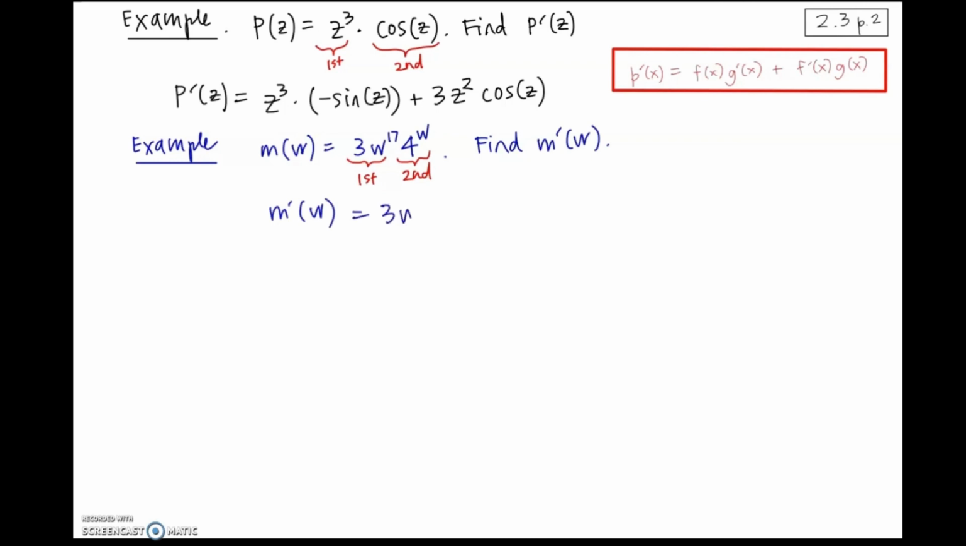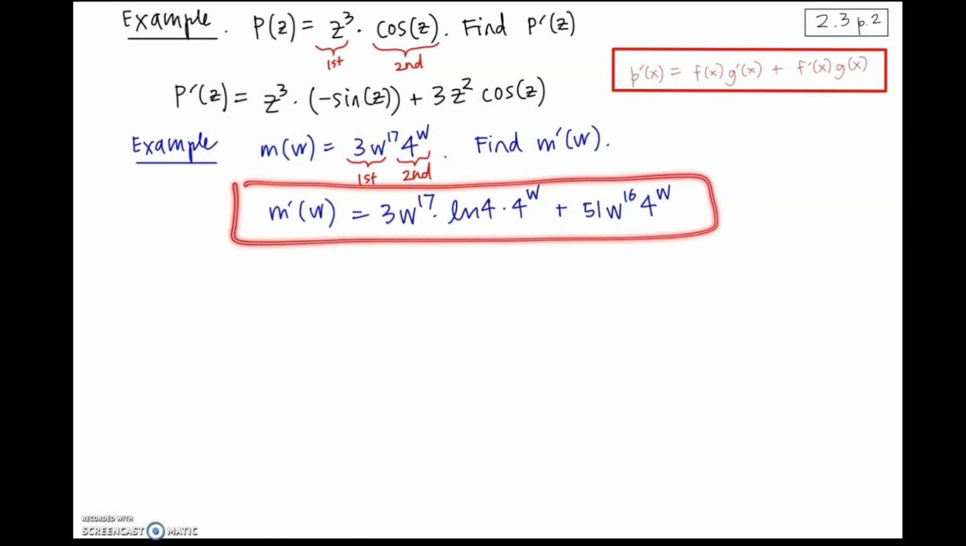And so the derivative of this guy, m prime of w, will be just regular first, 3w to the 17th, times the derivative of the second. So the derivative of 4 to the w will be the natural log of 4 times 4 to the w. That's the derivative of this exponential function. And now we're at this point, we'll add to that the derivative of the first, which will be 3 times 17. So let's see, 3 times 17 will be 51, w to now the 16th, and then just multiplied by regular old 4 to the w. And this is the derivative of that original function.